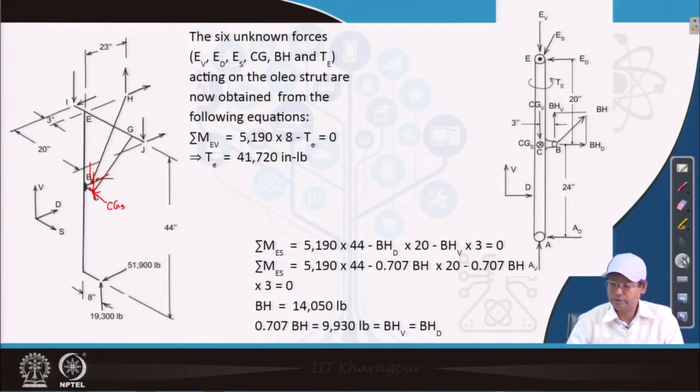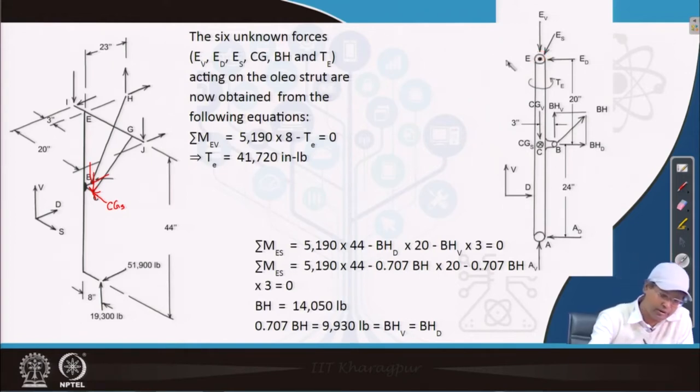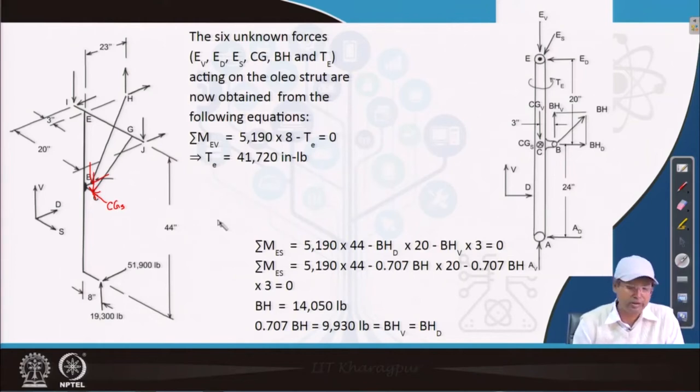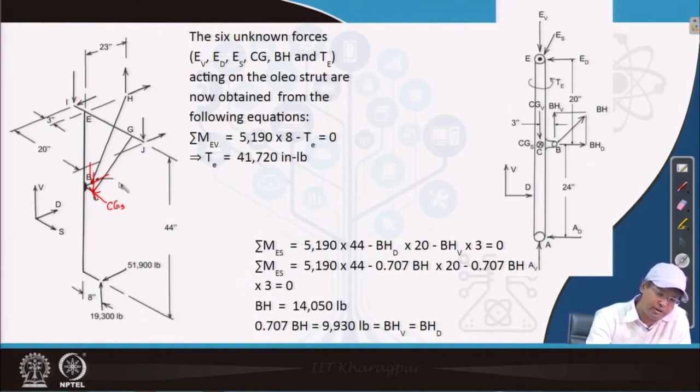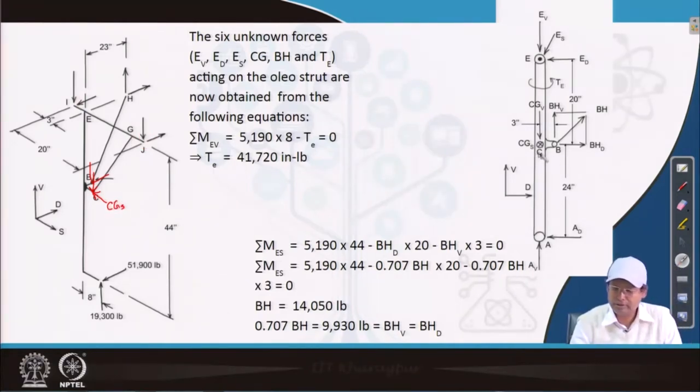Okay, so we are considering moment about M E S, about this point in the direction of S, which is the direction of S, here it is D, that means direction of S is along this line. Along this line we are considering the moment. If we are considering moment along this line, what will happen? CGS and CGV won't have any component on that moment equation.